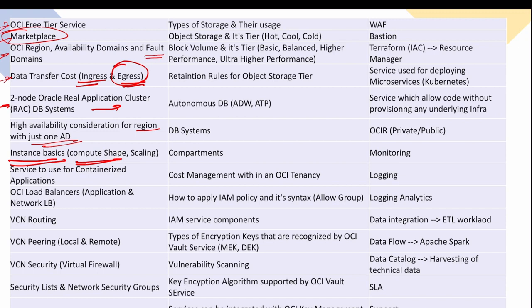Then we need to understand the service to use for containerized applications, that is Kubernetes, or in terms of Oracle Cloud, that is OKE.